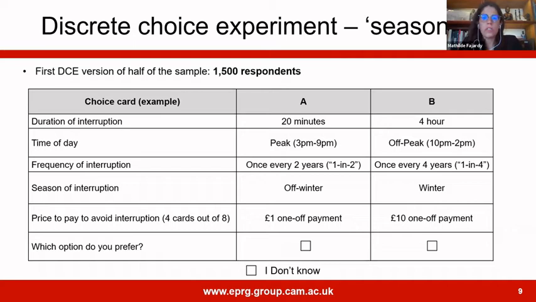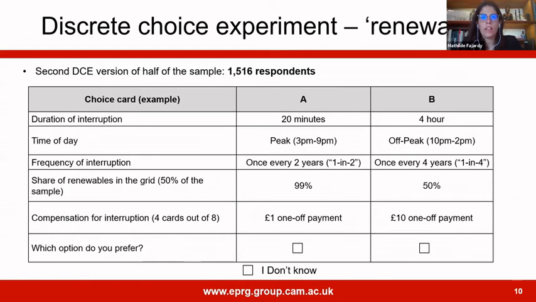The season of interruption, is it winter or off winter? This matters if people have electrical heating, for example. The price to pay to avoid interruption, and then they make the choice between these systems. And for the renewable version, this is the same card, but half of the respondents have the share of renewable instead of the season of interruption.